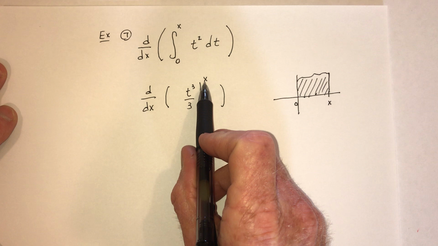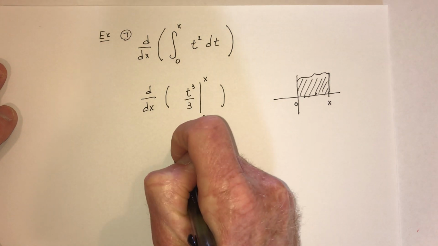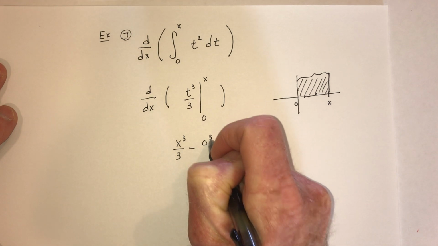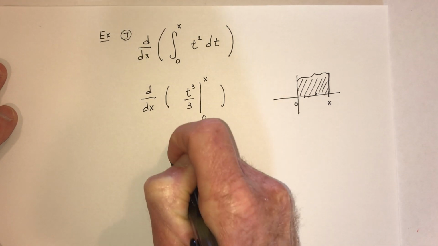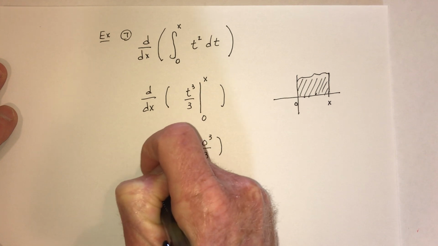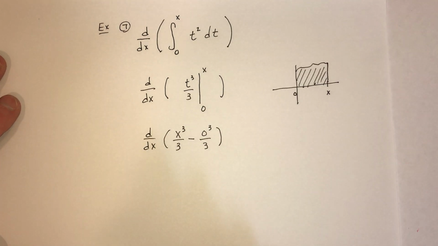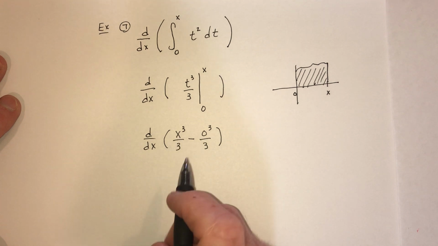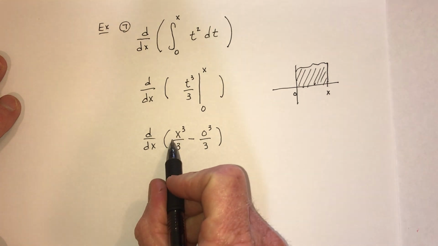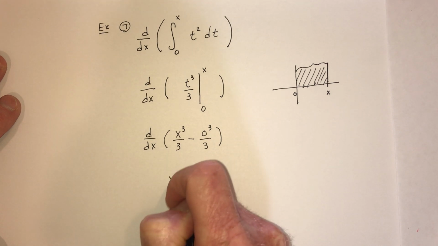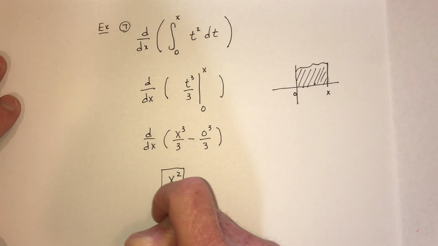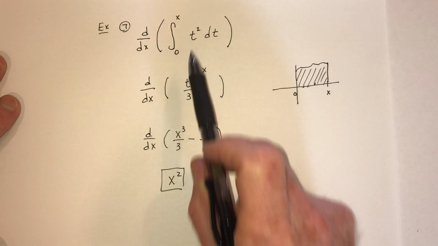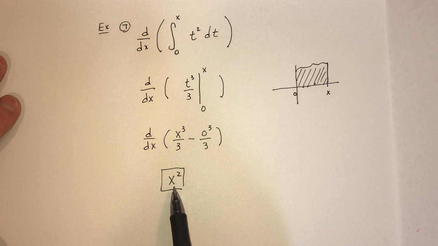So then substitute the top number first. That's going to be x cubed over 3 minus 0 cubed over 3. And then this is just 0, so that's already gone. Now take the derivative of this, which is going to be 3x squared over 3. The 3's cancel, and you get just x squared back. So not only does it give you the square function back, but it makes it a function of x.